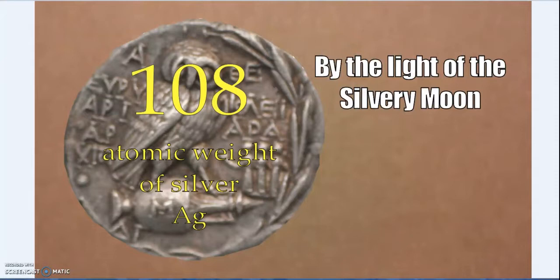So interesting that the atomic weight of silver is 108, and by the light of the silvery moon. So 108 is not just a moon number, it actually connects many things, but it's a convenient way to think of it as silver or the moon.